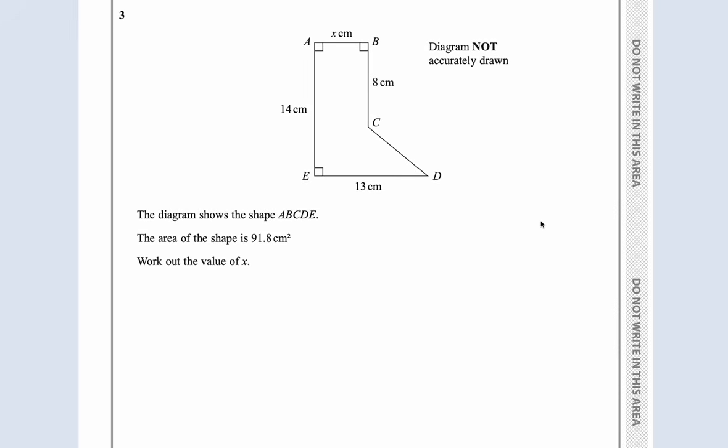Okay, question 3. We have this shape. The area of the shape is this. Work out the value of x. Okay, so we could split it up, guys. There's a few different ways we could split it up. We could split it up into this rectangle and this triangle. I think that's probably the best thing to do. This height must be 6, because this is 14, this is 8, 8 plus 6 gives me the 14, so that's 6.